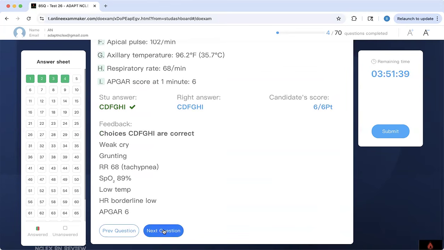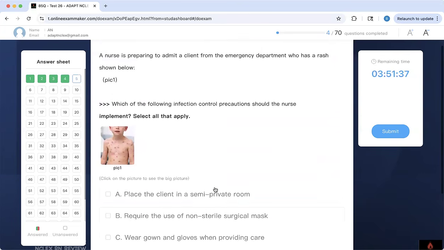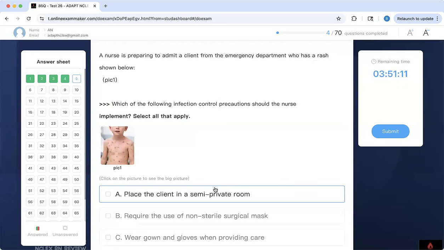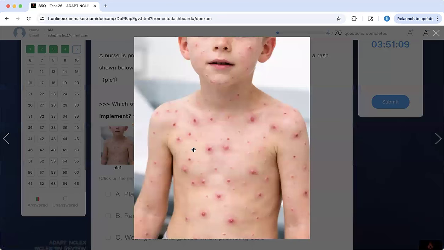Watch for this newborn assessment. Which one is bad? That's what you think. This will make the test reliable, common, like you see on the NCLEX, a bunch of pictures. This is a common question recently asked on the NCLEX. Specifically, a picture is shown to the student, the nurse, and says, answer the question. A nurse is preparing to admit a client from the emergency department who has a rash shown below. Which of the following infection control precautions should the nurse implement? Select or apply. You click on it.